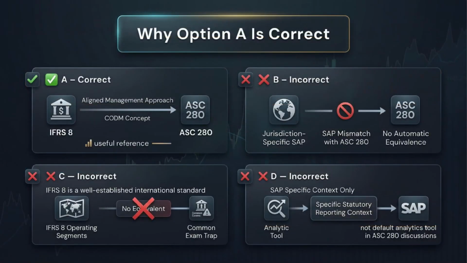The correct answer is A. IFRS 8 is broadly comparable to ASC 280 because both use the management approach. Option B is wrong because SAP does not automatically mirror ASC 280. Option C is wrong because IFRS does address operating segments through IFRS 8. Option D is wrong because SAP comparison should not be forced into every analysis. Use SAP comparison only when the specific statutory context justifies it.